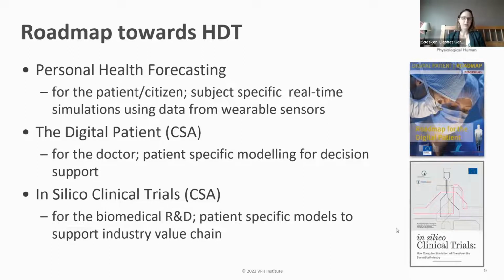Now, making a roadmap, there is some experience within the community. We have made roadmaps before for different manifestations of human digital twins, if you wish. So you have the element of personal health forecasting, a digital twin for use by patients or citizens. You have the digital patient as it is used by the doctor for decision support systems. You have in silico clinical trials, or in silico trials in general, for use in R&D, whether academic or industry, where we can use models to support development of new medical products.